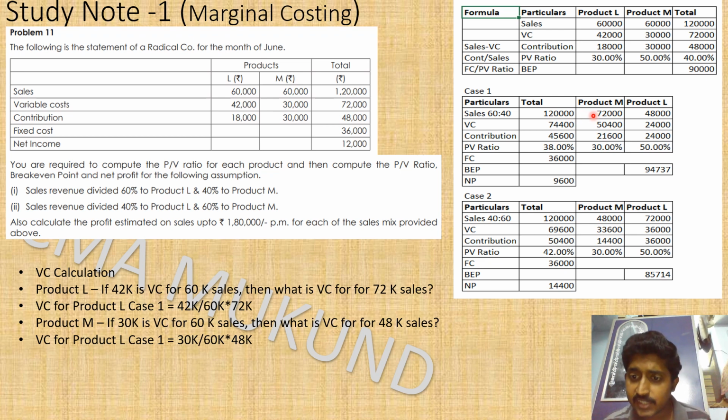So guys, there is a typo error here. The first column is product L, the next product is product M. Okay, the first is product L and product M. I have made a typo here.